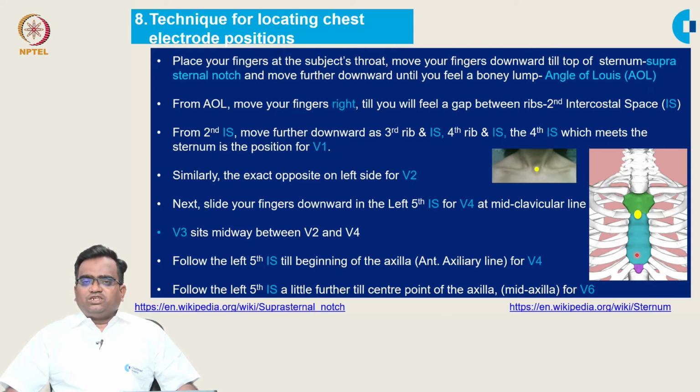In between V2 and V4, V3 has to be placed. V5 is in the same plane as V4 at the level of the anterior axillary line. V6 is in the same plane as V4 and V5 at the level of the mid axillary line. So the placement of electrodes over the precordial surface is an easy procedure. The only thing is that locating the angle of Louis is a must. That technique has to be learnt.